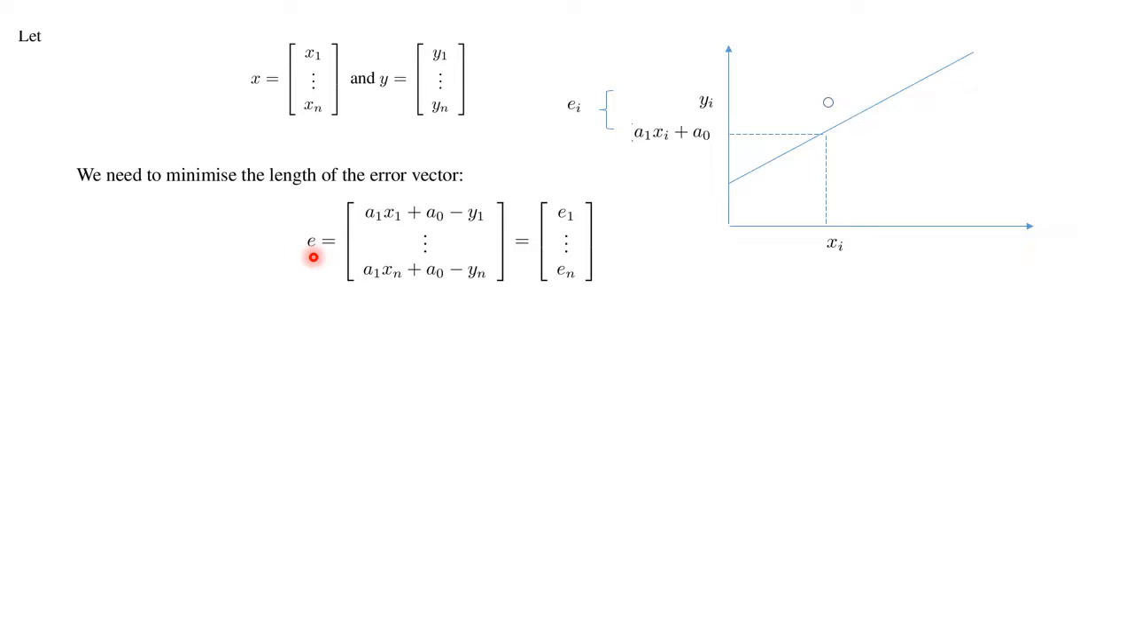The vector e has components e1 to en, which is given by the differences between the fitting function and the actual data points. And what we need to do is minimize the norm of that vector, the length of that vector. And the length here is normally the square root of the sum of the squares of the components. And instead of trying to minimize the length, which has that square root, it's equivalent to just minimize the sum of the squares of the errors.